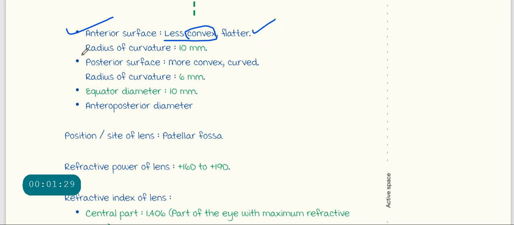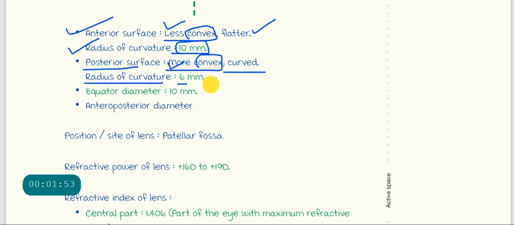Now the radius of curvature of the anterior surface is 10 mm. The posterior surface is more convex. Remember, the anterior surface is less convex and the posterior surface is more convex. What is the radius of the posterior curvature? It is 6 mm. So anterior surface radius 10 mm, posterior surface radius 6 mm.